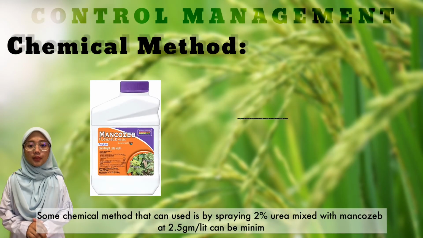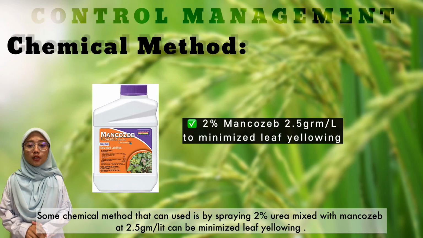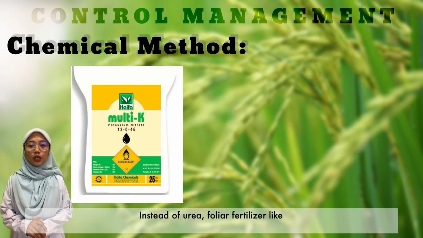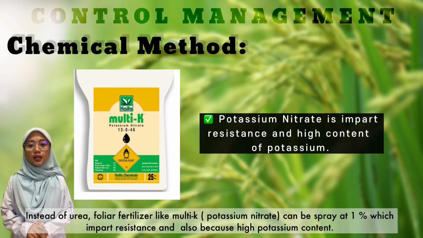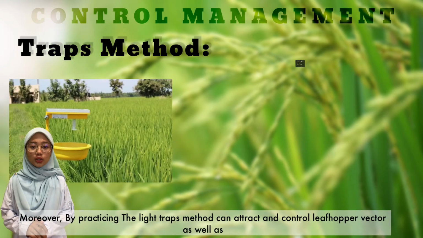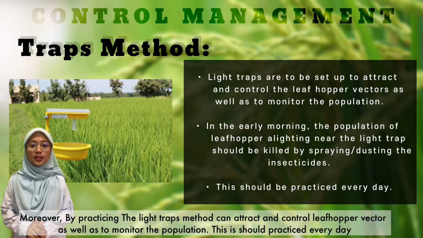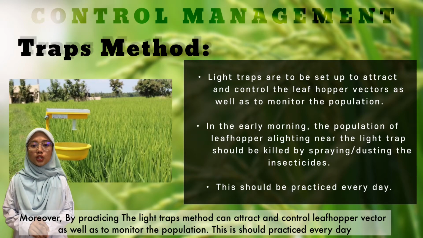Some chemical methods that can be used include spraying 2% urea mixed with monocrotophos at 2.5 grams per liter, which can minimize leaf yellowing. Instead of urea, foliar fertilizer like muriate of potash can be sprayed at 1%, which improves resistance because of its higher potassium content. Moreover, practicing the light trap method can attract and control leafhoppers better as well as monitor the populations. This should be practiced every day.